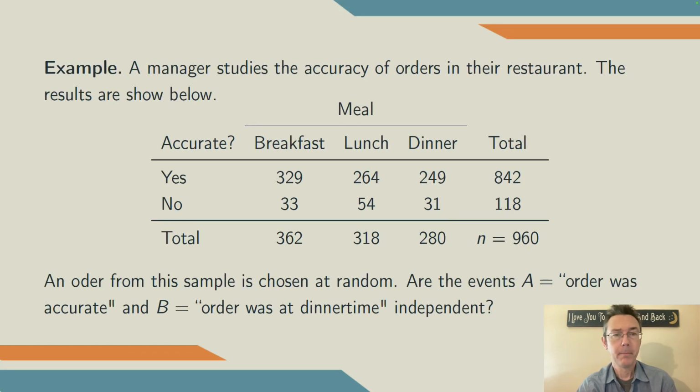Here's an example. A manager studies the accuracy of orders in their restaurant, and the results are in this table. So we have meals for breakfast, lunch, and dinner, and we have whether or not the order that was actually made was actually delivered to the person that ordered it. An order from this sample is chosen at random. Are the events the order was accurate, call that event A, and the order was at dinner time, call that event B, independent or not? I recommend pausing the video, giving this a try on your own before seeing my solution.